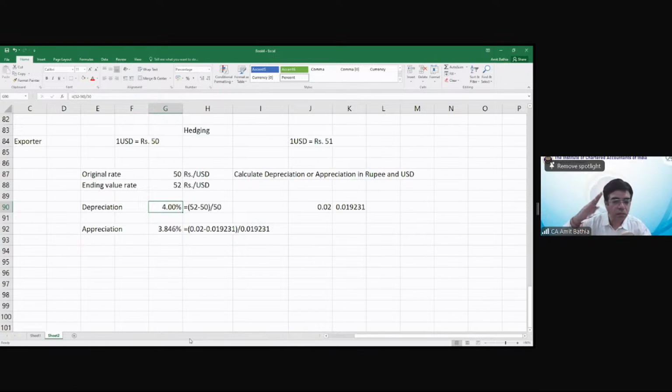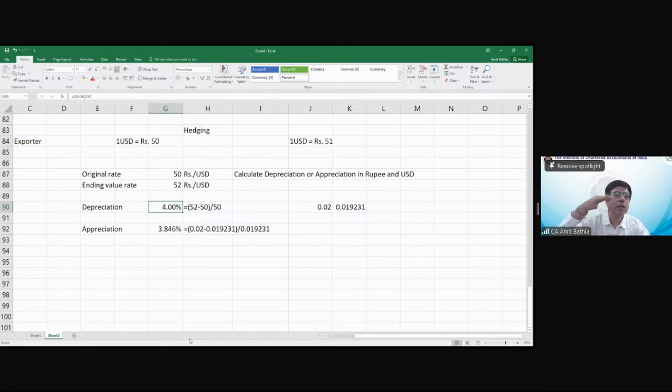All right. So, going back to the original rate, 1 USD is equal to rupees 50. And now that has become 52. Are you with me? 50 has become 52. This is how we talk about appreciation. Appreciation is going up. Am I right?